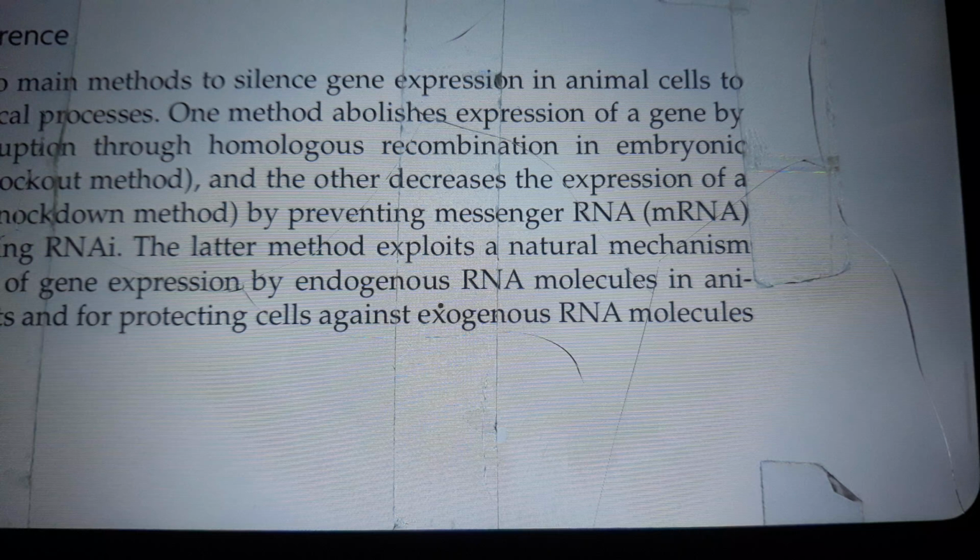RNA interference. The two main methods to silence gene expression in animal cells to study biological processes. One method abolishes expression of a gene by targeted disruption through homologous recombination in embryonic stem cells, the knockout method. And the other decreases the expression of a target gene, the knockdown method, by preventing messenger RNA, mRNA, translation using RNAi.